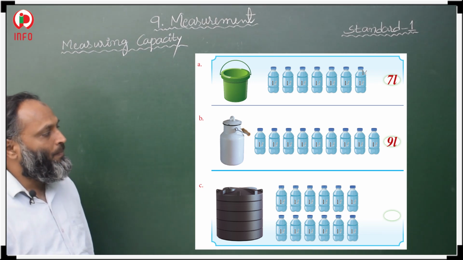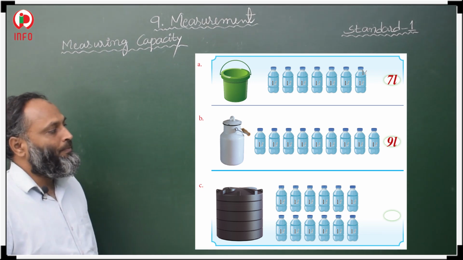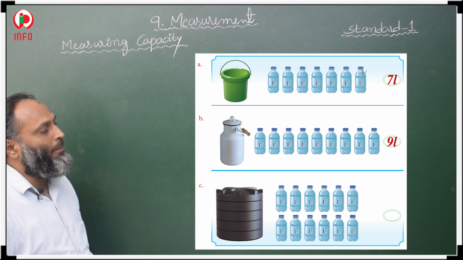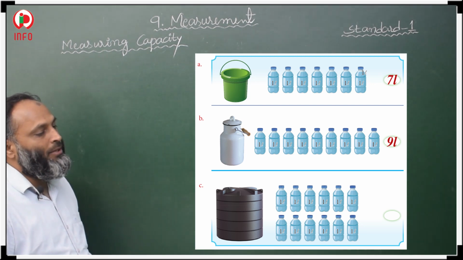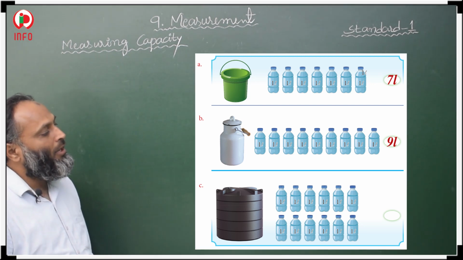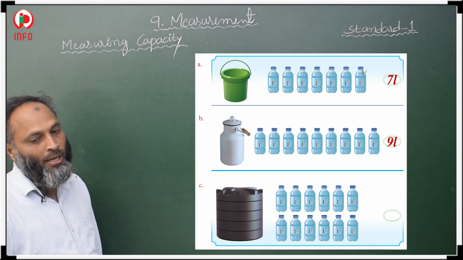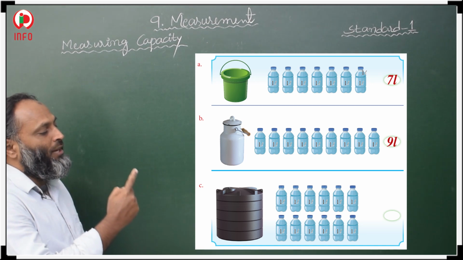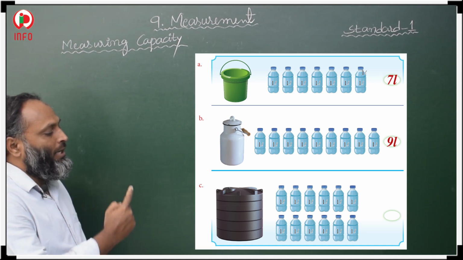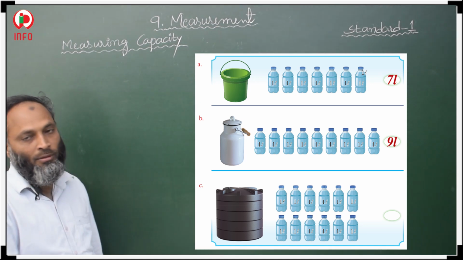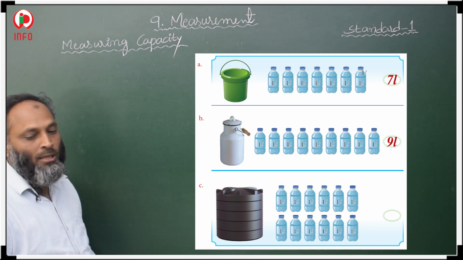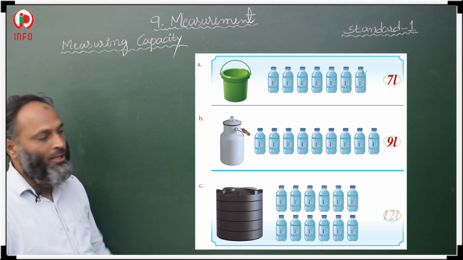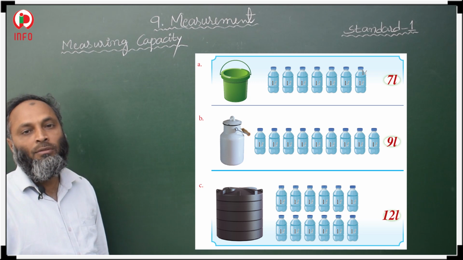Then after that, the water tank is given. What is that water tank capacity? First we have to count how many 1 liter bottles are there: 1, 2, 3, 4, 5, 6, 7, 8, 9, 10, 11, 12. Total 12. It means the capacity is 12 liters. In the box we have to write 12 liters.